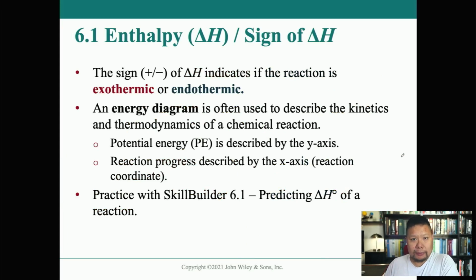So, just a quick little summary of it all. The plus sign and minus sign of a delta H indicates the reaction as being either exothermic or endothermic. An energy diagram is often used to describe the kinetics and thermodynamics of a chemical reaction, right? So potential energy is described by the y-axis, the same axis that you would use to have the delta H on. Reaction progress is described by the x-axis, or in the previous slide, it was called the reaction coordinate. So that's the step you are in the progression of the actual reaction itself.